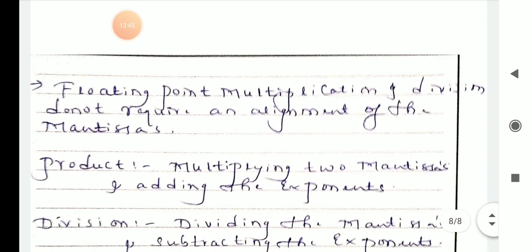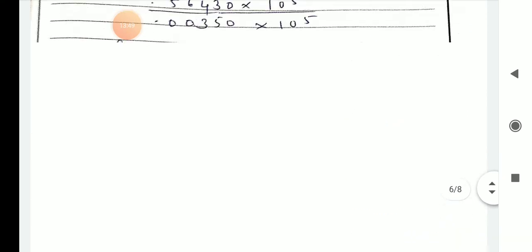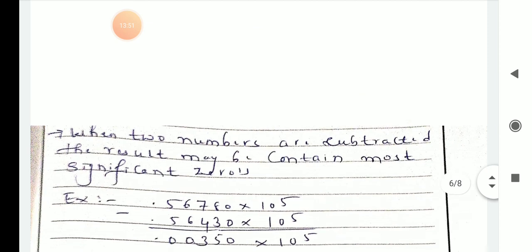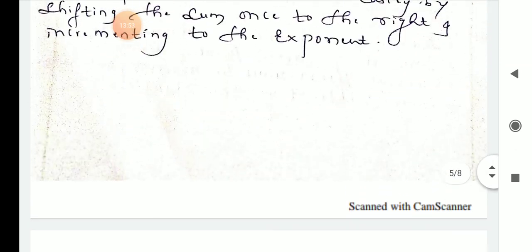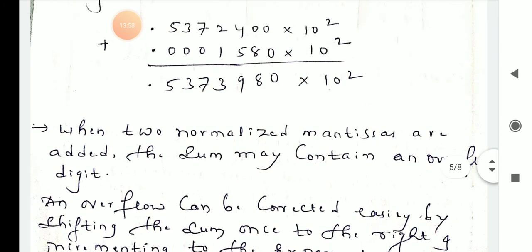So we will revise this. If you want to add, subtract, multiply or divide, there are some procedures and methods you have to follow. By considering the example, you can do it very easily.